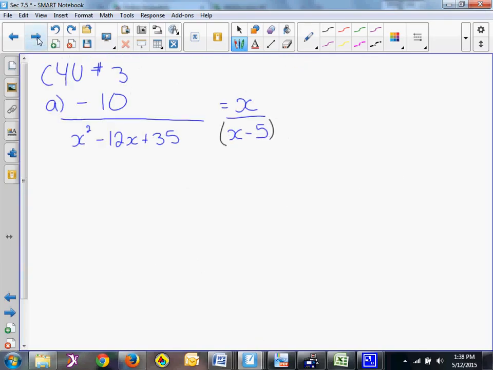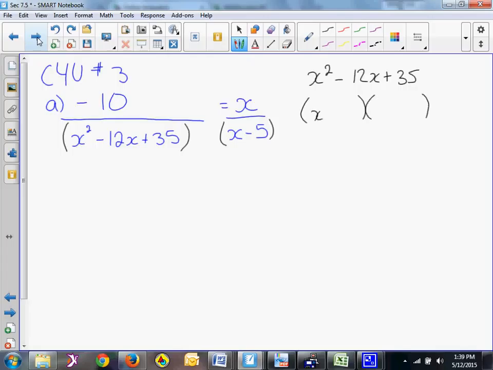Okay, now we're looking at check your understanding, number 3. So same old steps here, just a little bit more complication. I want to put brackets around my numerators and denominators. And then what we normally do is find our non-permissible values and our lowest common denominator. But before I do that, I want to factor any numerators and denominators that I can. So negative 10, I'm not going to factor that. I will factor my x squared minus 12x plus 35.